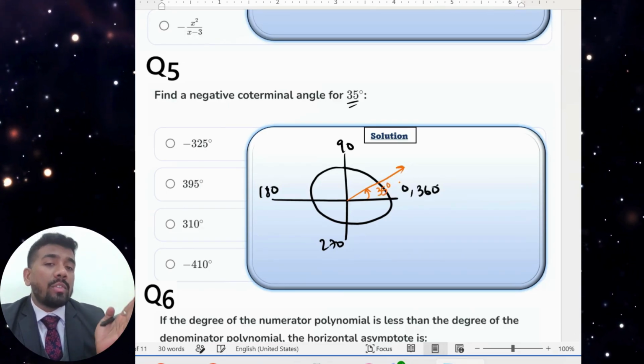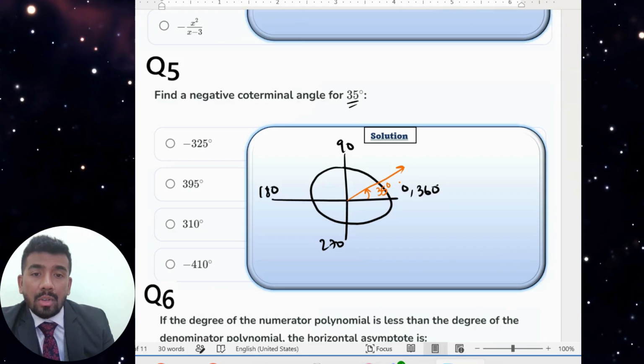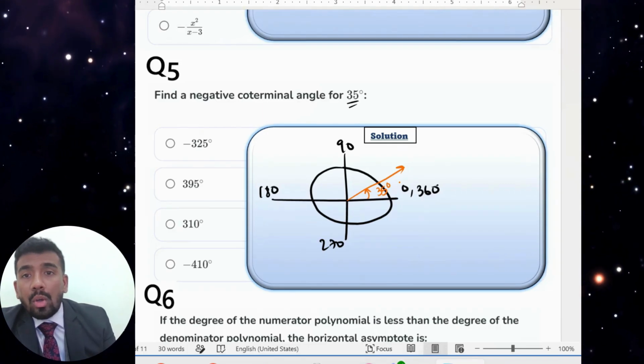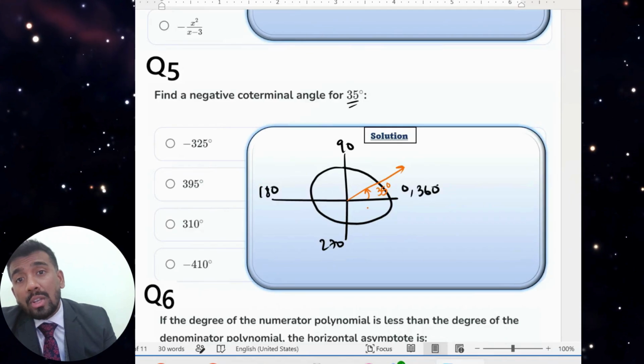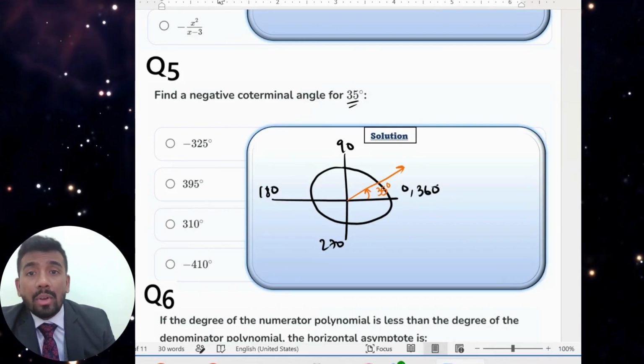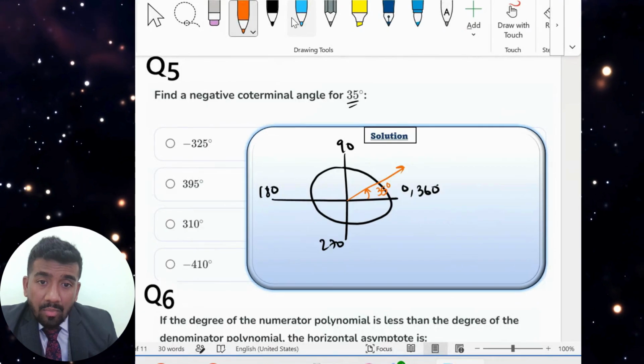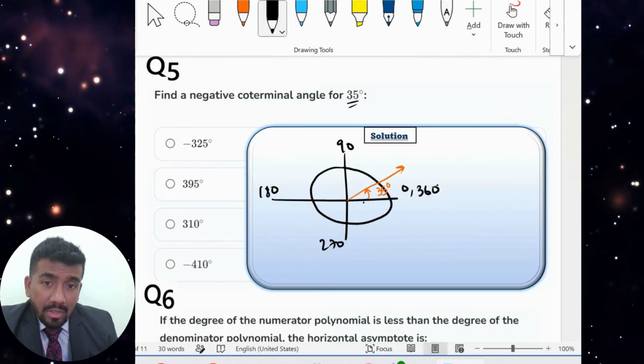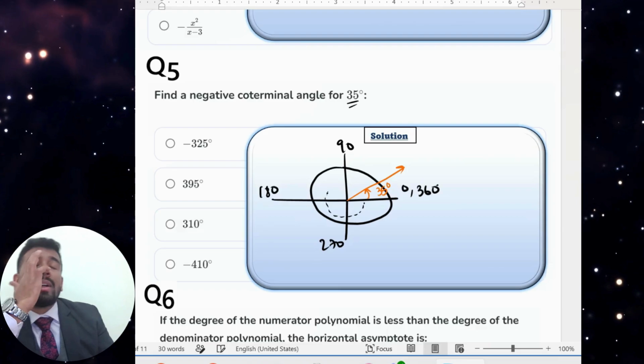How do you know it's positive? Because you have gone anti-clockwise. Whenever you go anti-clockwise, it's positive. So when you go clockwise, that's your negative. So let's go clockwise. So that will be your negative. So same way, I'll go clockwise.